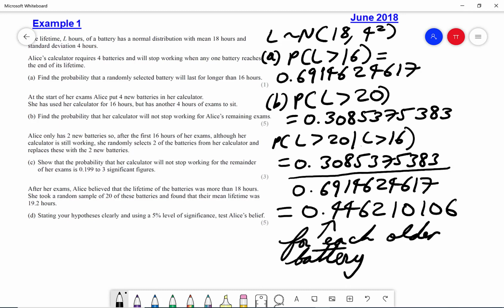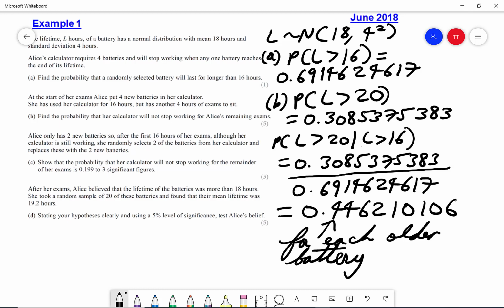So part C says Alice has 2 new batteries. So after the first 16 hours of her exams, although her calculator is still working, she randomly selects 2 of the batteries from her calculator. So she wants to replace these with 2 new batteries. So part C says show that the probability that her calculator will not stop working for the remainder of her exams is 0.199 to 3 significant figures.